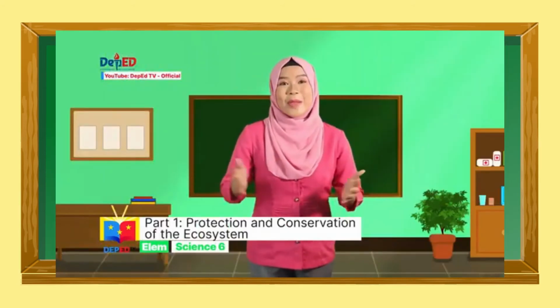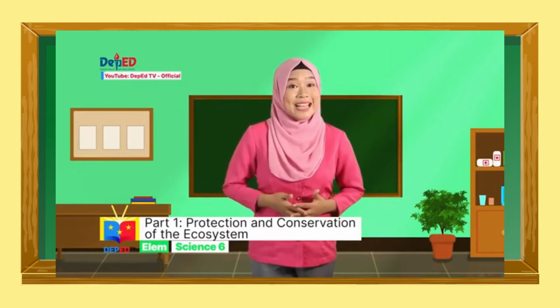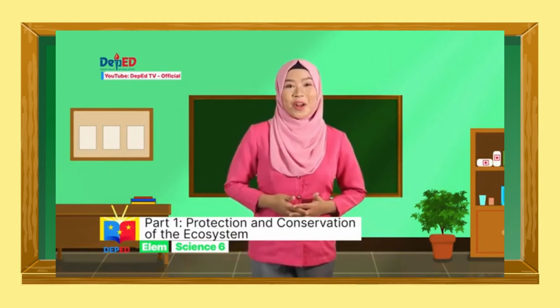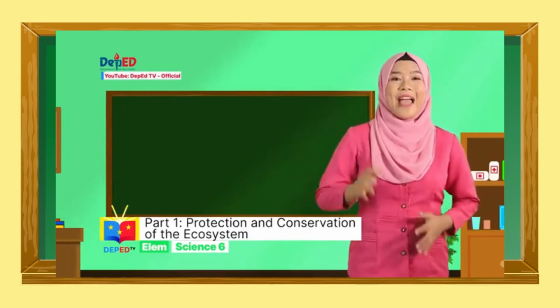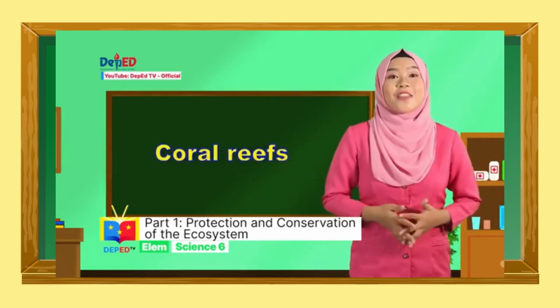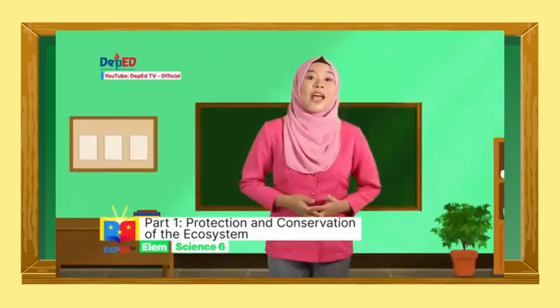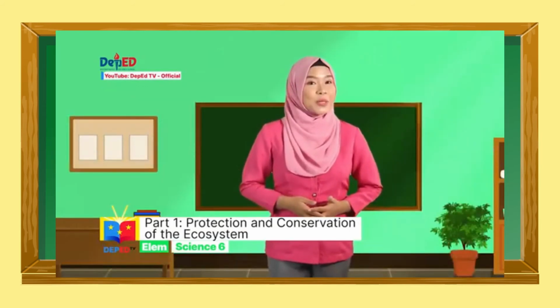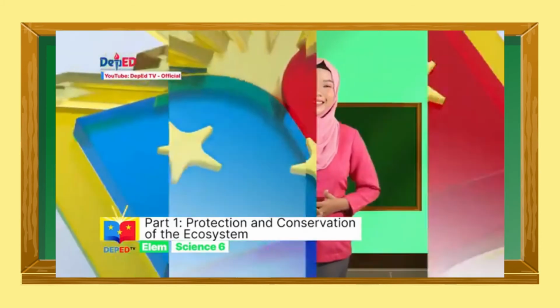The ecosystem is an environment where both living and non-living things exist and interact with one another in order to survive. As what we have studied, there are 3 types of ecosystem: the tropical rainforest, the coral reefs, and the mangrove swamp ecosystems. To become more motivated in our today's episode, let's answer this activity.